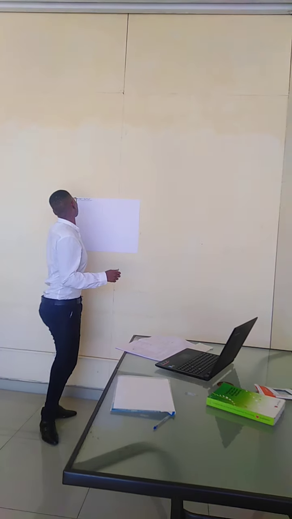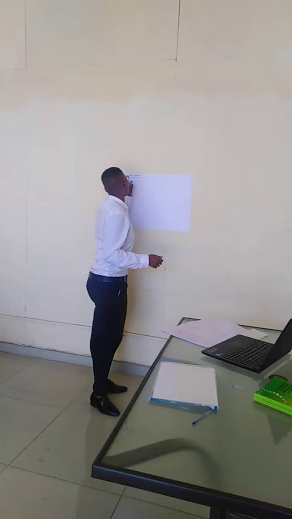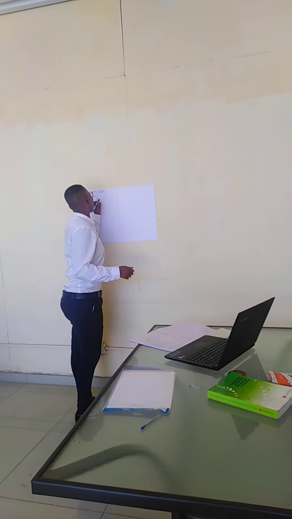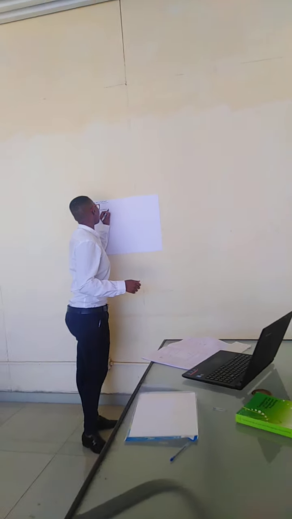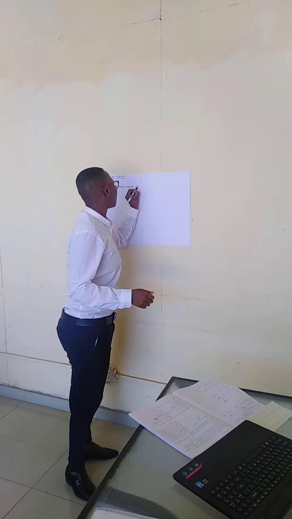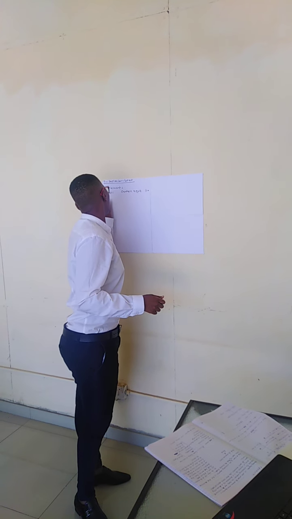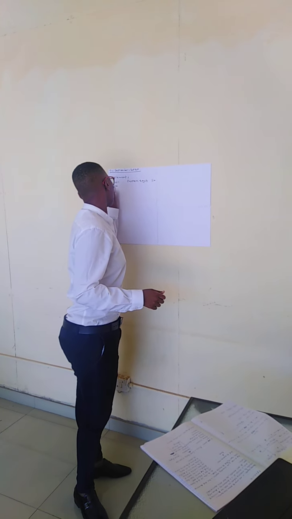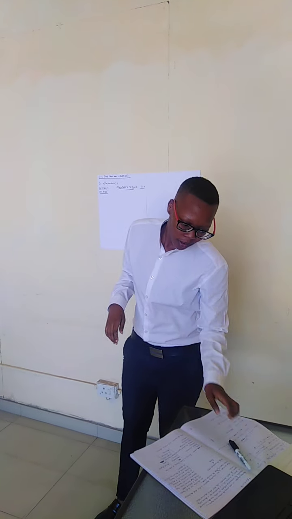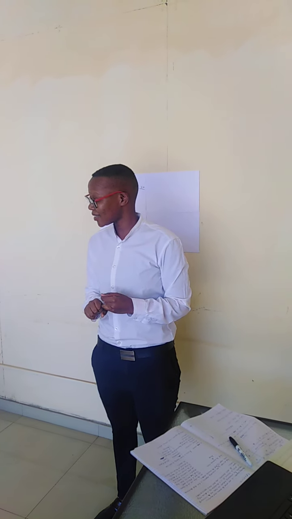So we have three elements: assets, owner's equity, and liabilities. So which means assets is equal to owner's equity plus liabilities.